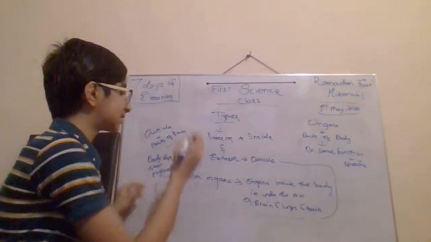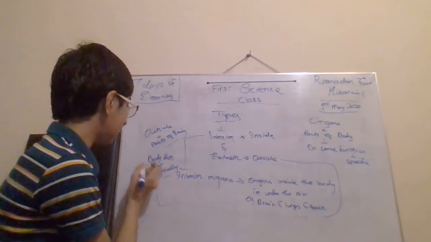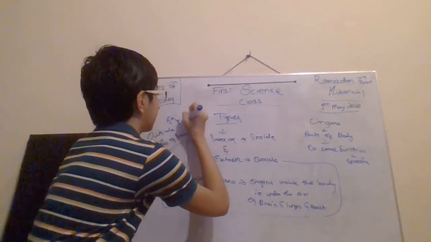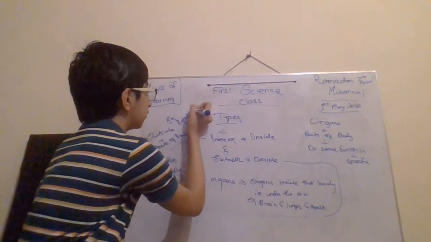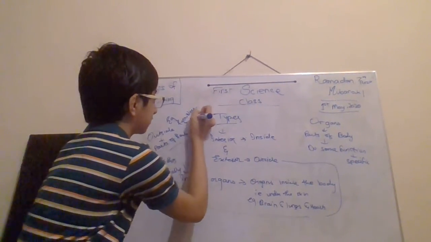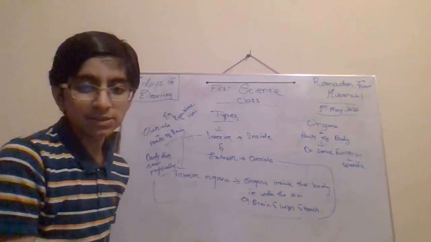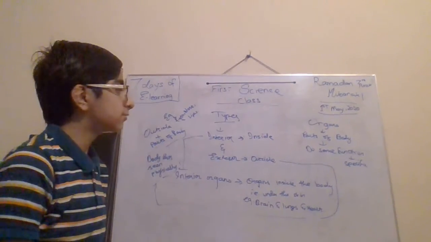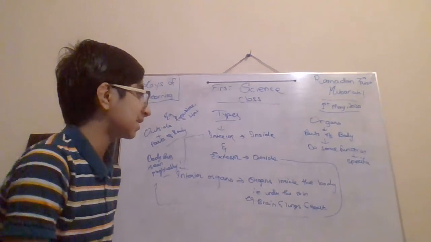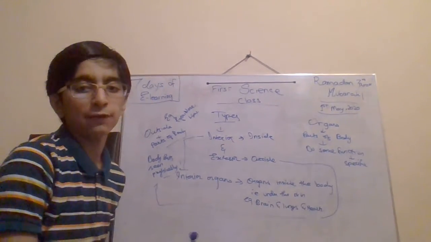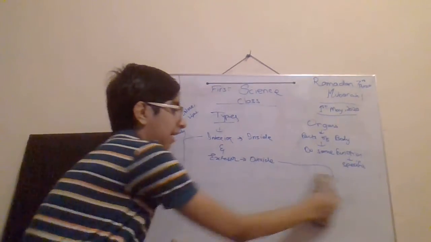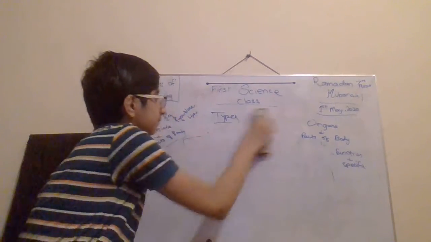Now exterior organs, we can take them to be eyes, nose, lips, etc. Okay, so this was the elementary school topic, which is interior and exterior organs. We have studied it now.